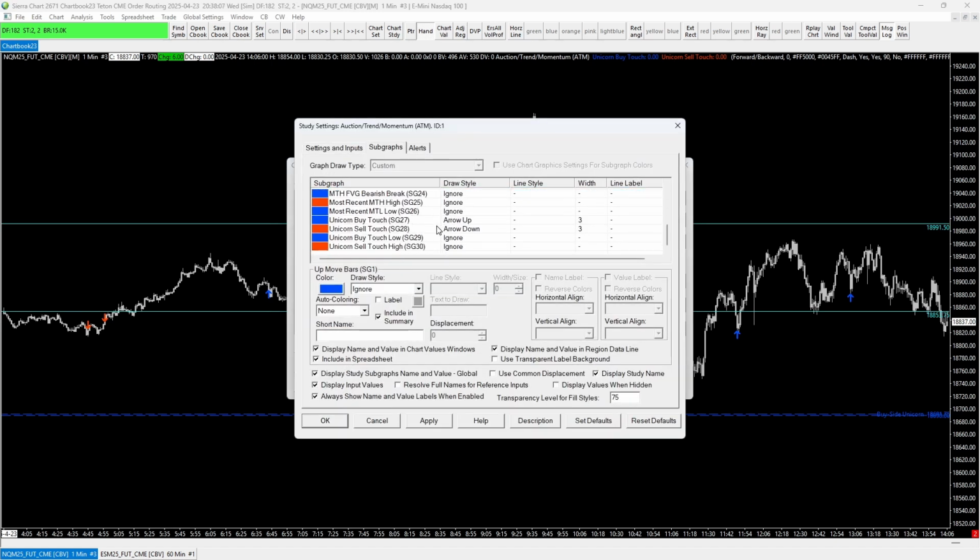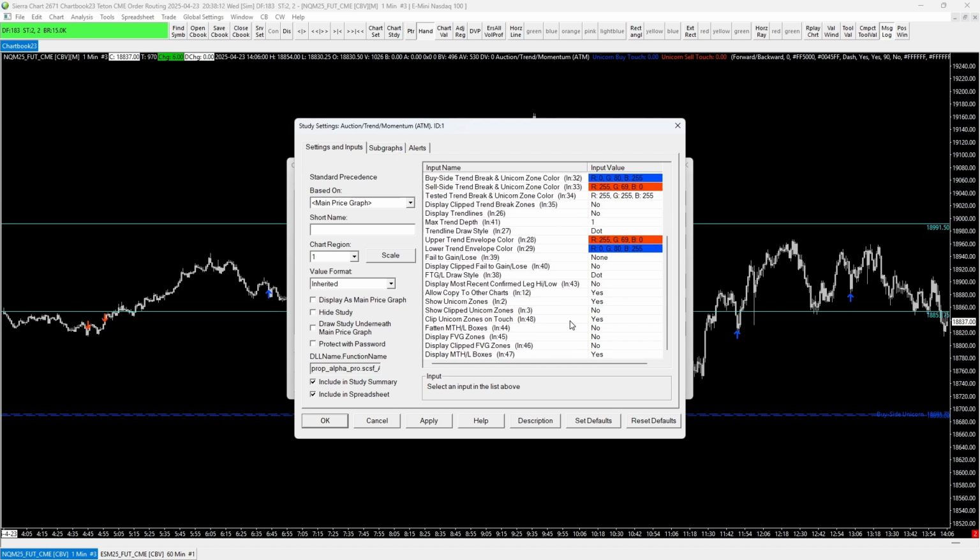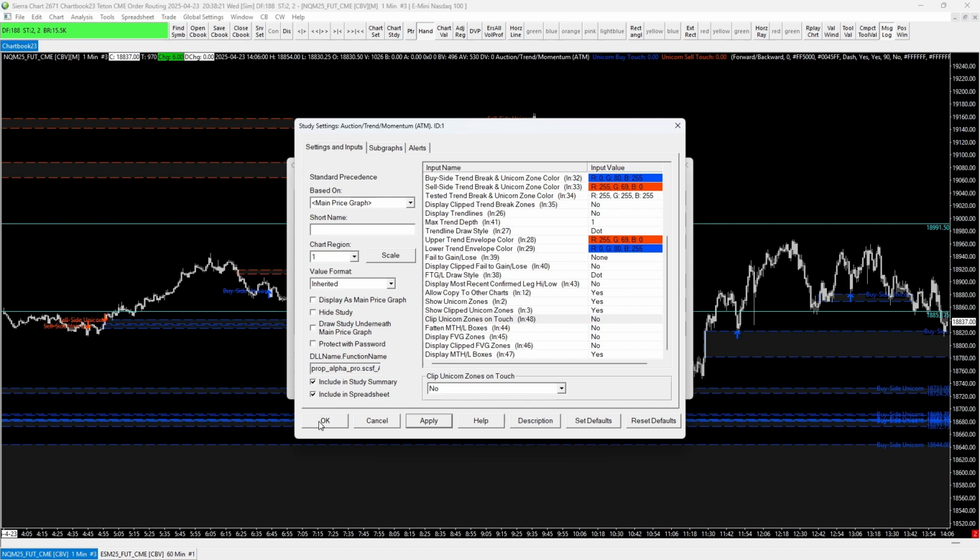But again, we don't clip it. We do clip on touch if you want to, but I think the basic clipping logic that we at least started with was a close below. So I'm going to show this, and I'm just going to go ahead and let us see the full thing.